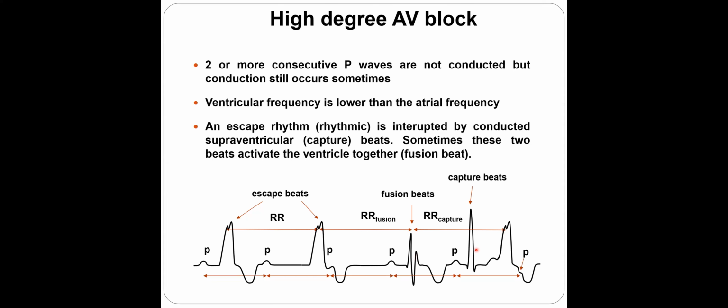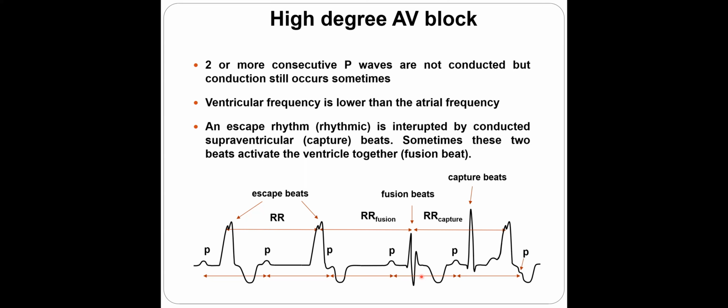that's called a fusion beat, or a capture beat. Now, what is the difference between the capture and the fusion beat? A capture beat means that the supraventricular impulse goes through the AV junction, and that makes it arrhythmic. The fusion beat means that when it's conducted through, we do have an escape beat, and this escape beat plus the capture beat will activate the ventricle together.